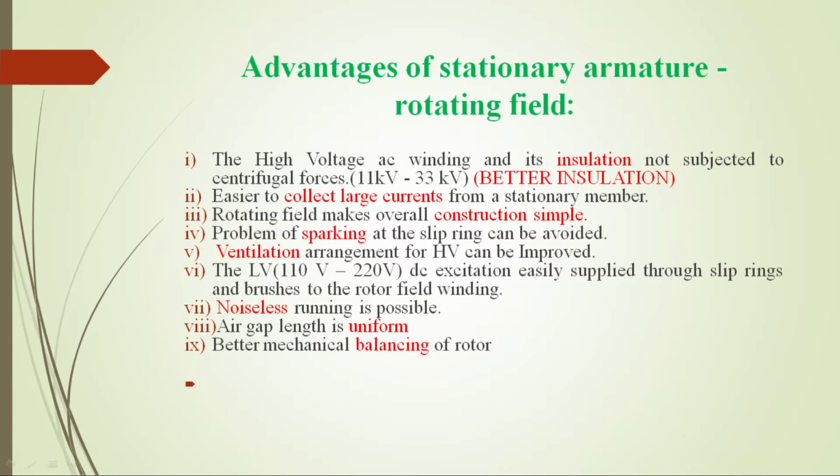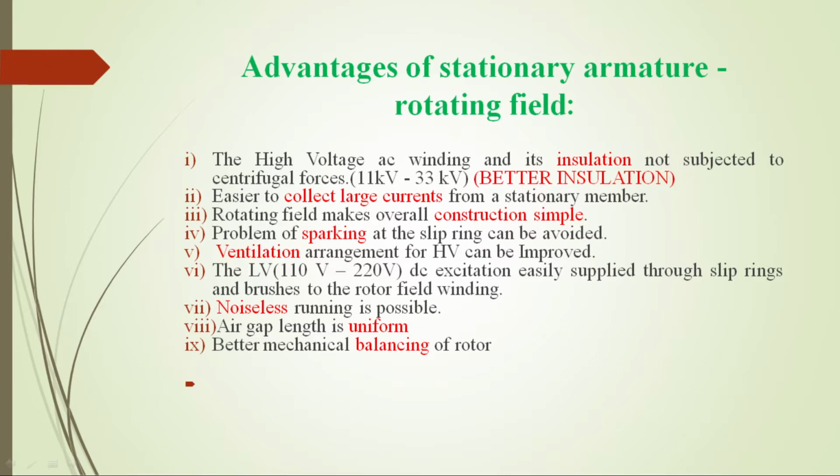So, advantages of stationary armature and rotating field. In a DC generator we have seen that the armature was rotating and the field was stationary. Now in alternators it is opposite: the armature is stationary and the field is rotating. Let us see the advantages of this type of alternator. First, the high voltage AC winding and its insulation are not subjected to centrifugal forces, that is, it gives better insulation. Next, it is easier to collect large currents from the stationary member.